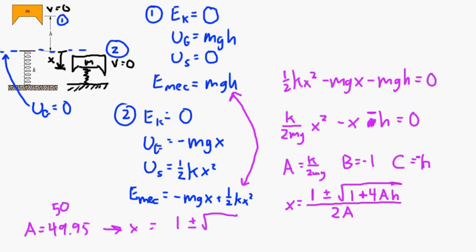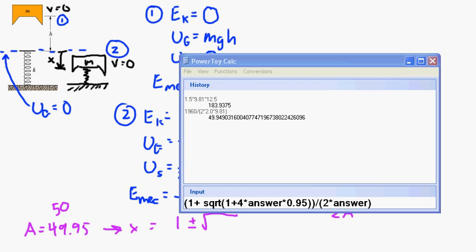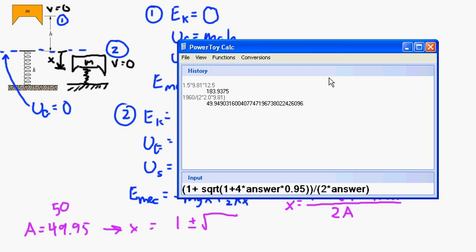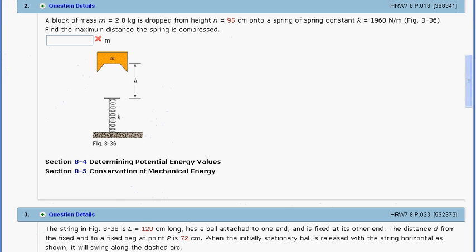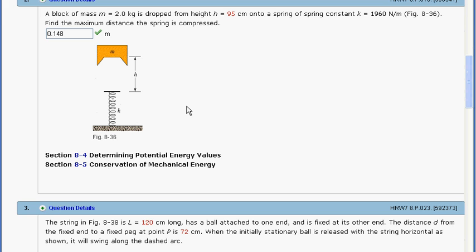So just making sure this is correct. Okay, 1 plus or minus. Okay, I think that's right. So this should be my answer, which is 0.148 meters. So let's see if I did this right, or if I'm just going to fall flat on my face. And got it. All right.